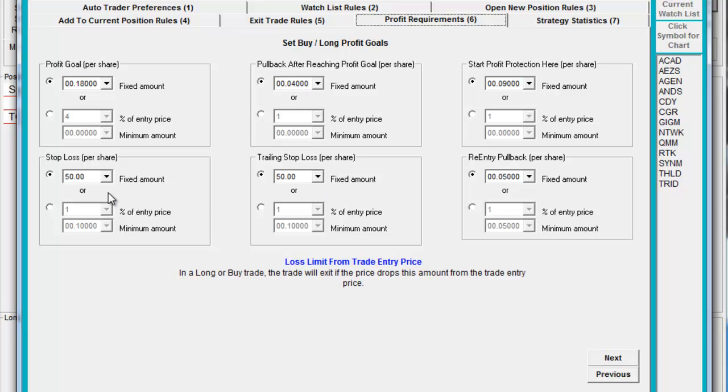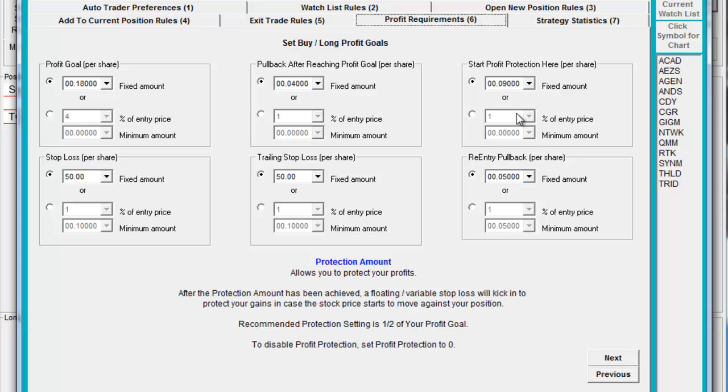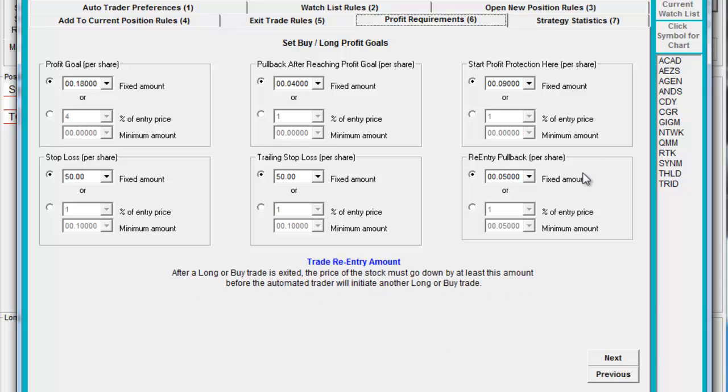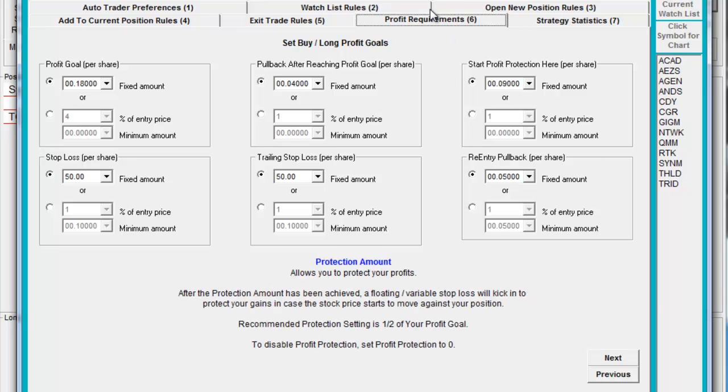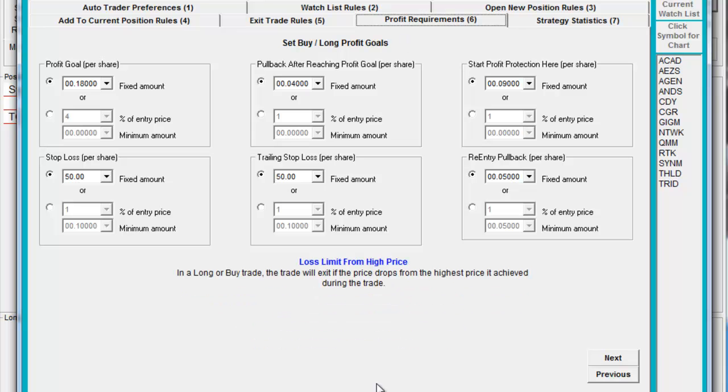You'll see 50 is way more than $1 or $2, and the re-entry pullback is 5 cents, meaning the stock must move 5 cents before it will decide to buy again. And that's a very, very simple strategy, guys, but surprisingly effective. So that's the $2 below strategy. It's available at the CoolTrade website, and you can download that right out of the box and get going with CoolTrade.